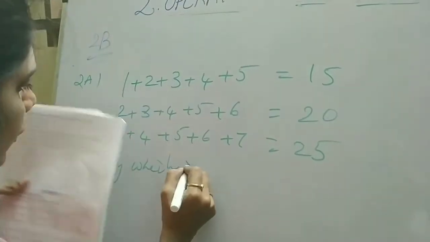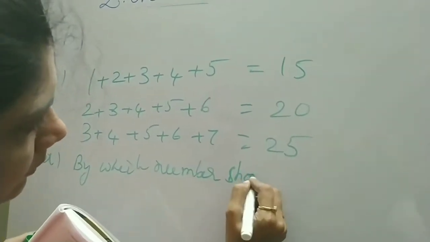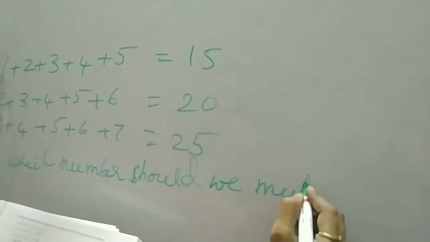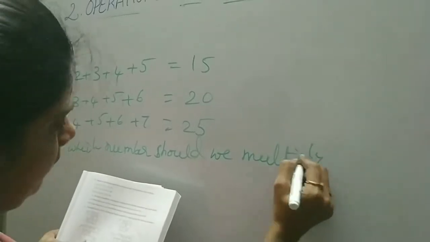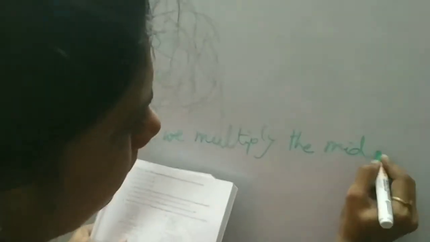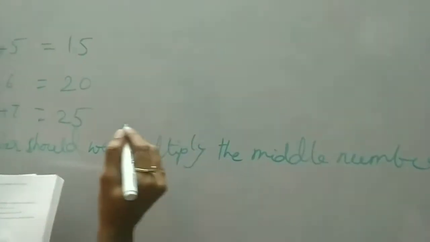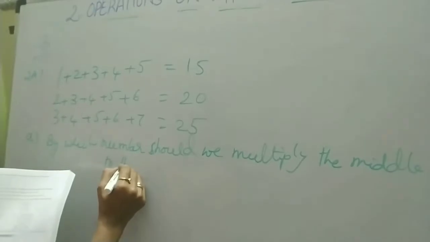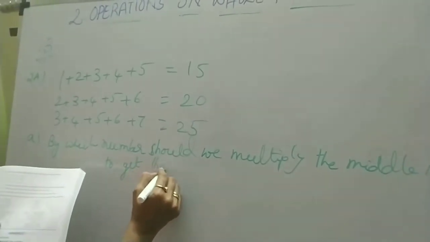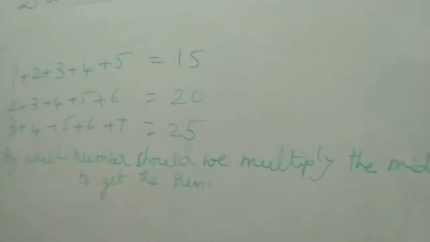By which number should we multiply the middle number to get the sum? So observe this pattern here first.